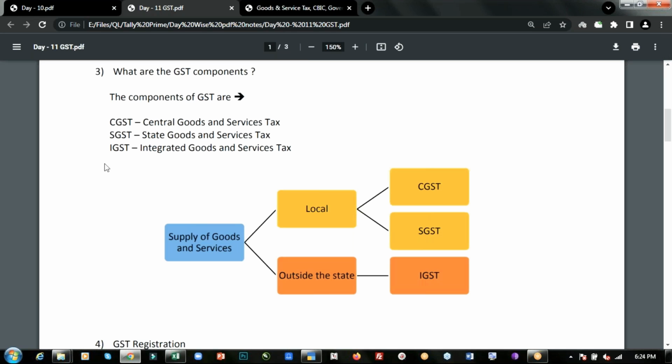Then the third point is GST components. There are basically three types of component in GST: CGST, SGST, and IGST. CGST stands for Central Goods and Services Tax, SGST stands for State Goods and Services Tax, and IGST stands for Integrated Goods and Services Tax.